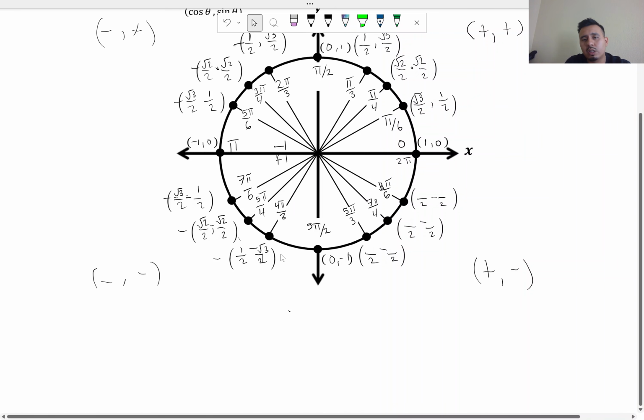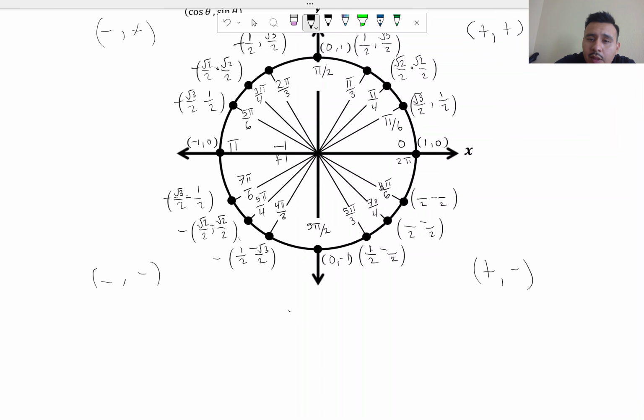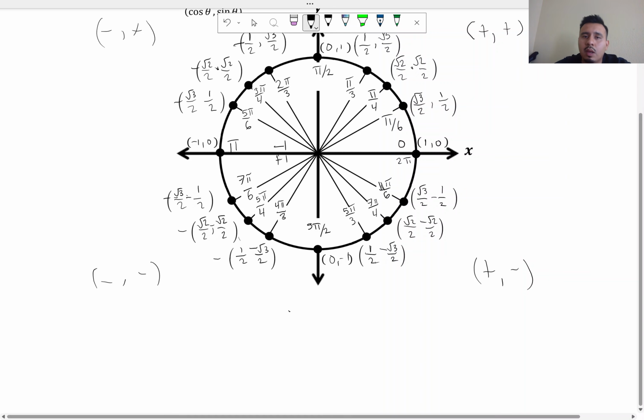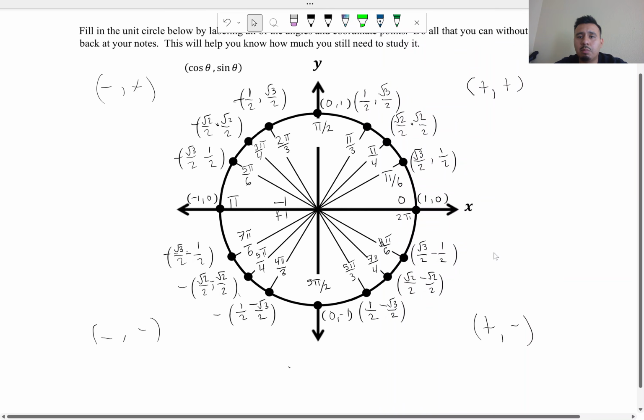And then the last one, this side is a reflection of this side. So if I have a 1 on top here in the numerator, I'm going to also have a 1 here. And I'm also going to have a square root of 3. This is going to be square root of 2, square root of 2. And then the last one is going to be square root of 3, 1. And that's it. That is the complete unit circle.